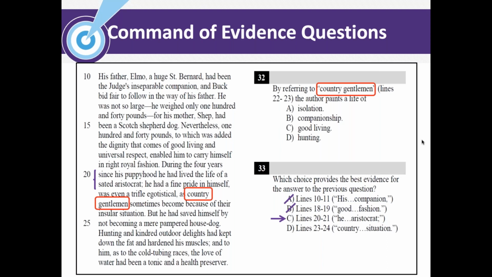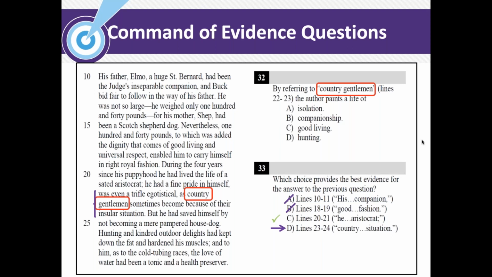Now I'm going to consider this section. During the 4 years since his puppyhood, he had lived the life of a sated aristocrat. He had a fine pride in himself. So I know I read a little bit beyond the line, but this is giving me some information about life. Okay, life of a sated aristocrat. Does that mean the same thing as a country gentleman? It probably does. So notice I'm leaving a thinking trail for myself, but I always want to consider those remaining lines.